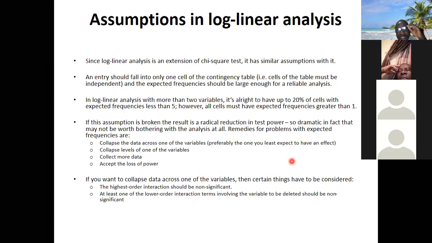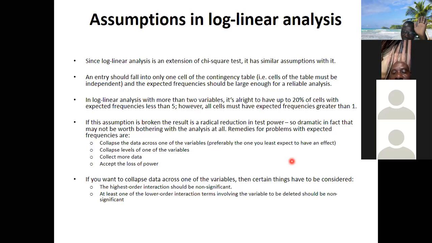If you want to collapse your data across one of the variables, then certain things have to be considered. I think I've talked about a part of it, not all. The higher order interaction should be non-significant. I think you understand this one better when we run it, because some of this discussion will come back when we run it. You see the meaning of higher order interaction.